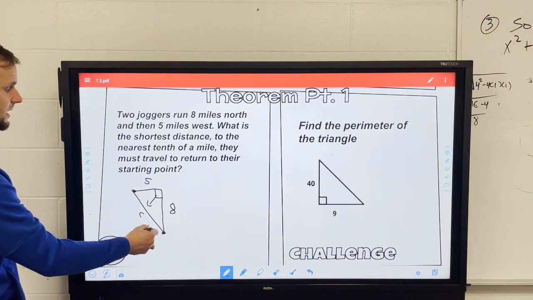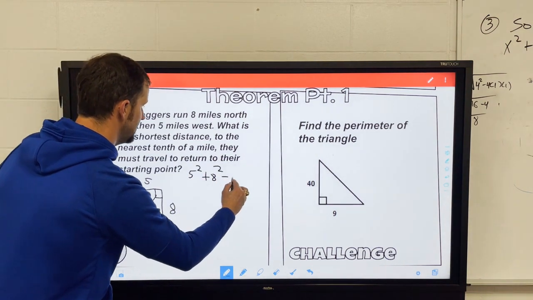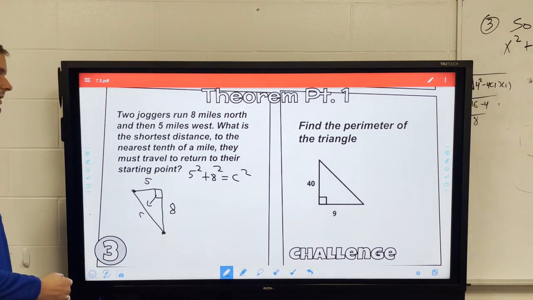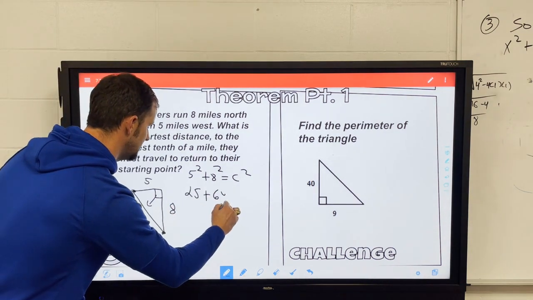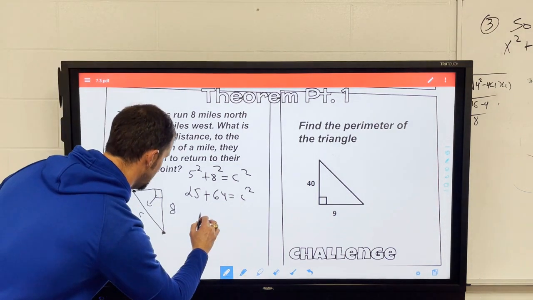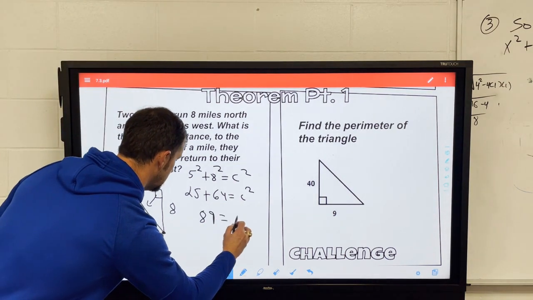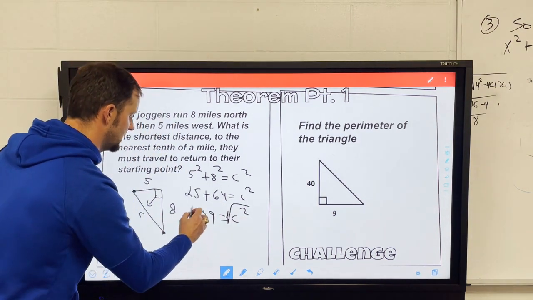So my two legs are 5 and 8. So I'm going to do 5 squared plus 8 squared is equal to c squared. Okay, so 5 times 5 is going to be 25. 8 times 8 is going to be 64. It looks like 64 plus 25 is going to end up giving me 89. And then now to get rid of the squared symbol, I'm going to take the square root of both sides.